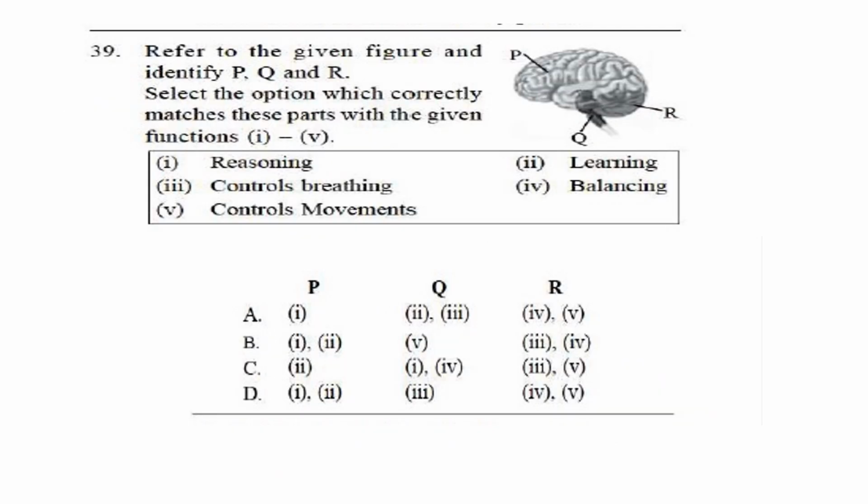Question number 39. Refer to the given figure and identify P, Q and R. Select the option which correctly matches these parts with the given functions 1 to 5. Here P is cerebrum, R is cerebellum and Q is spinal cord. 1, reasoning; 2, learning; 3, control breathing; 4, balancing; 5, control movements. And answer is option D.